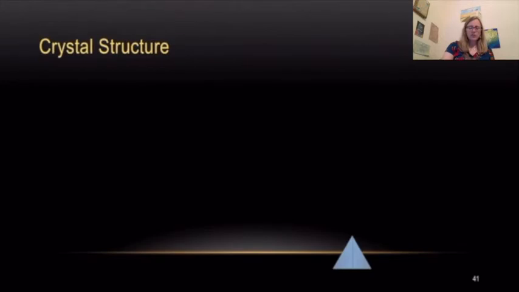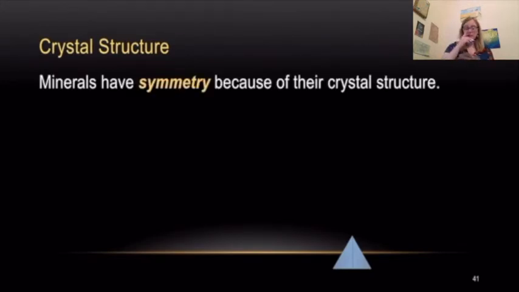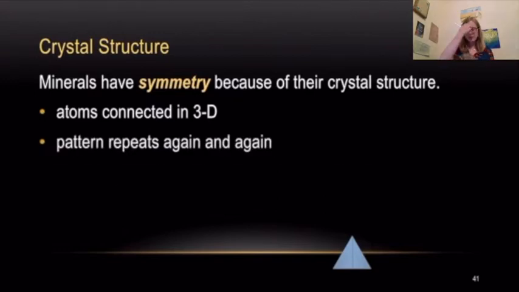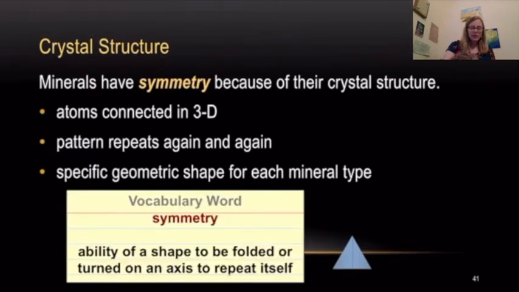Crystal structure, this is again going back to the shape. Minerals have symmetry. This means that the atoms are going to continually connect in 3 dimensions in a repeating pattern over and over again. They're going to make a specific geometric shape for each mineral type. And they have symmetry. So if you look at a face of that mineral, you could fold it or turn it and see that same shape again.